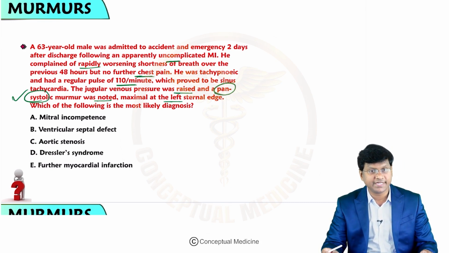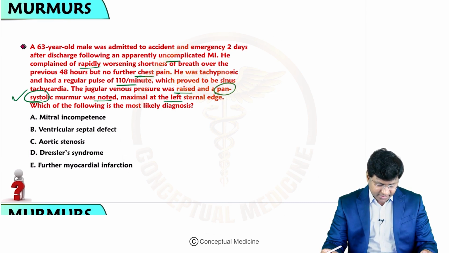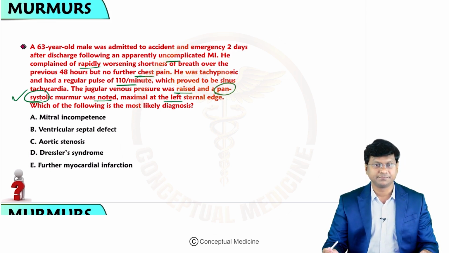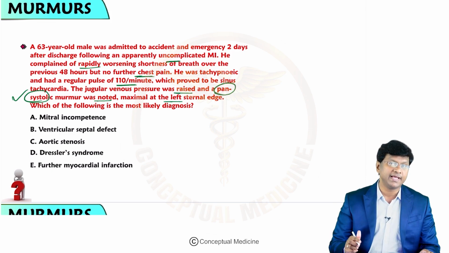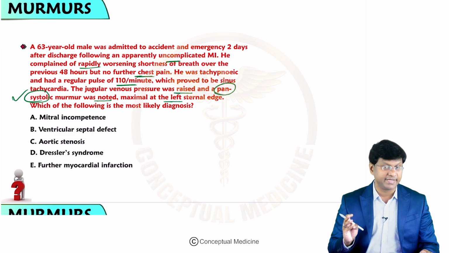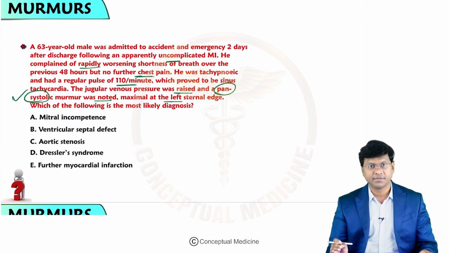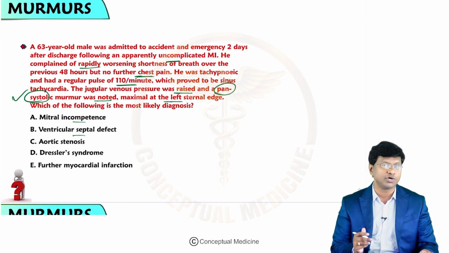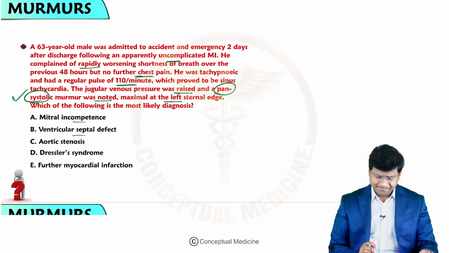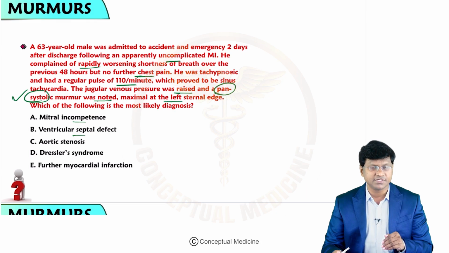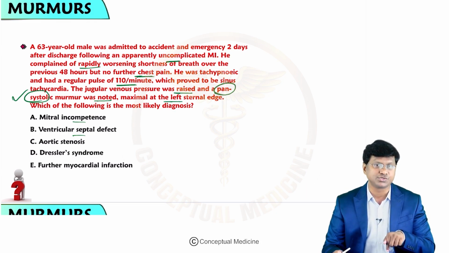Now, if you see the options, they include mitral incompetence, ventricular septal defect, aortic stenosis, Dressler syndrome, further myocardial infarction. So, where do you have the pansystolic murmur? You will have it in patients with mitral incompetence, tricuspid incompetence and ventricular septal defect. But you have two options here, mitral incompetence and ventricular septal defect. Then what would be the best answer here? Okay. So, the location of the murmur is also very important.